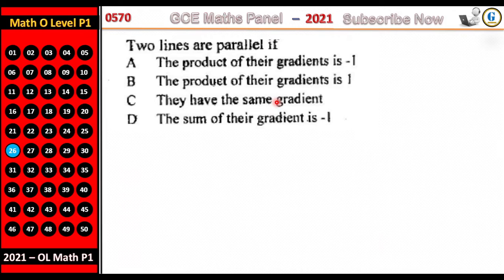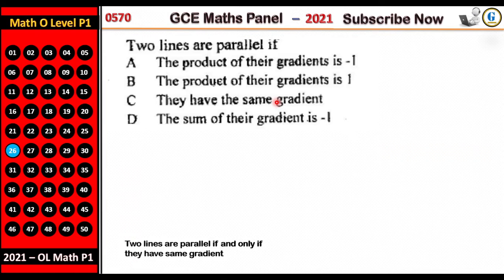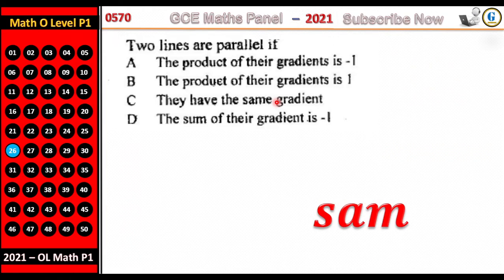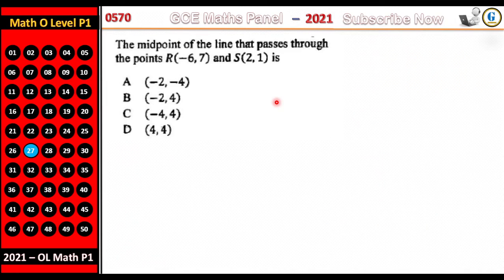Two lines are parallel if they have the same gradient. The only condition for parallelism is the same gradient. For perpendicularity, the product of their gradients should be equal to -1. That means when you multiply the gradient of one by the other, it should be equal to -1.